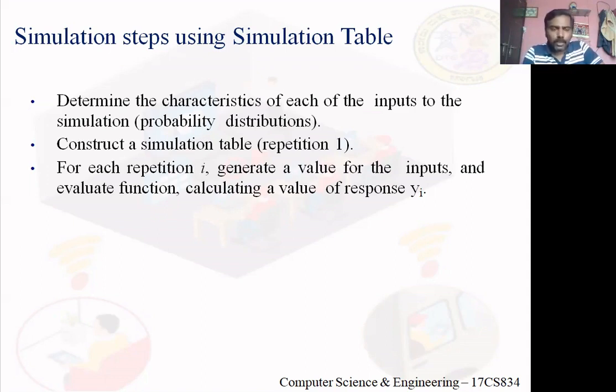Got it? The inputs are only two things: inter-arrival time and service time. When we try to solve this using a simulation table, we need to consider that there might be a delay for some customers, whereas there won't be a delay for some customers. Got it? So apart from this delay, maybe one response. What I said: determine the characteristics of each of the inputs to the simulation.